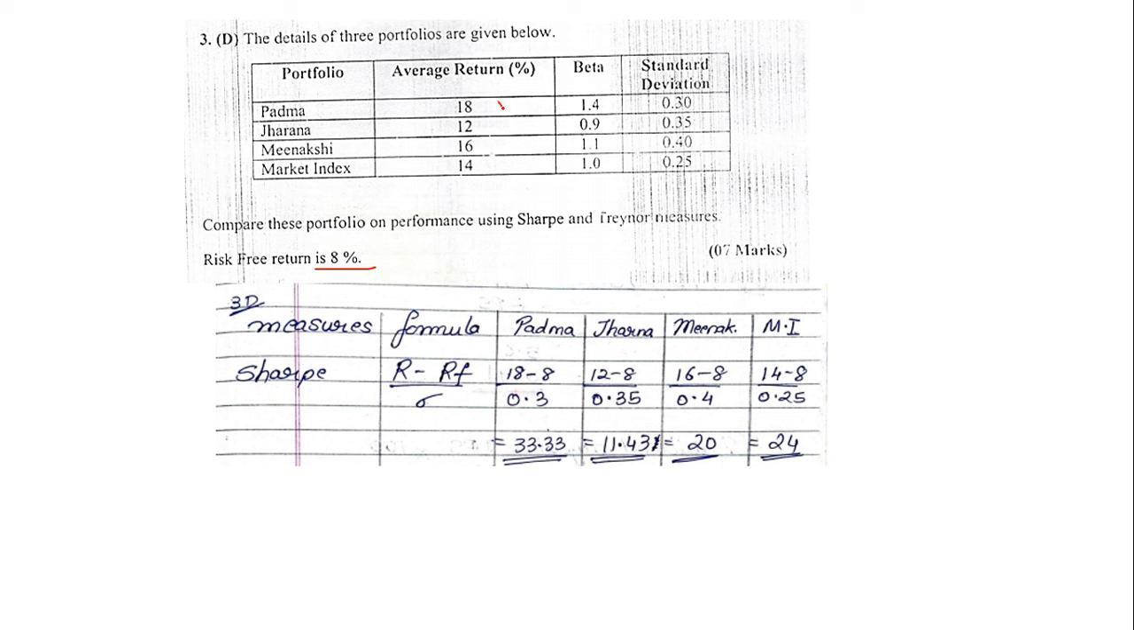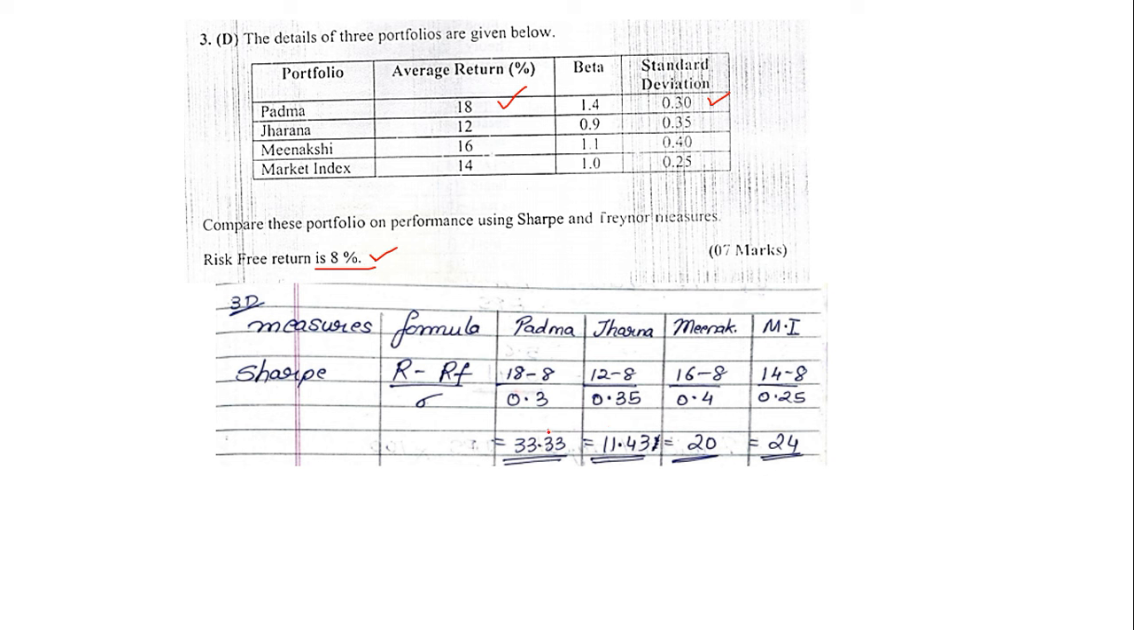So 18 minus 8 divided by 0.3, then 12 minus 8 divided by 0.35, 16 minus 8 divided by 0.5, 14 minus 8 divided by 0.25. We get the values as 33.33, 11.43, 20 and 24.